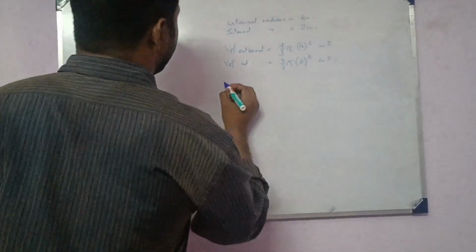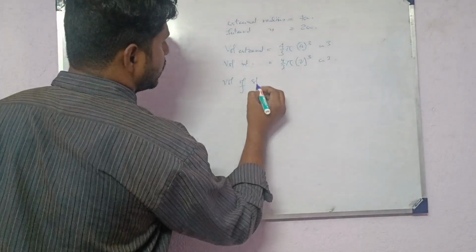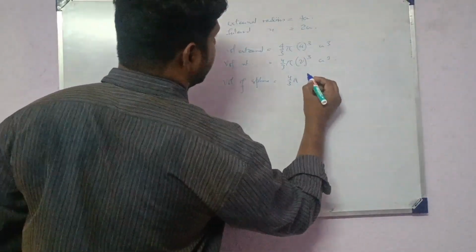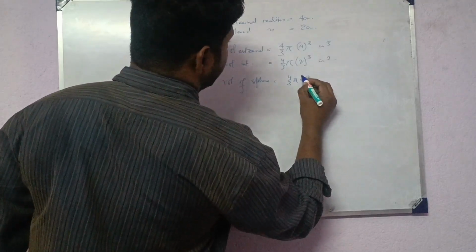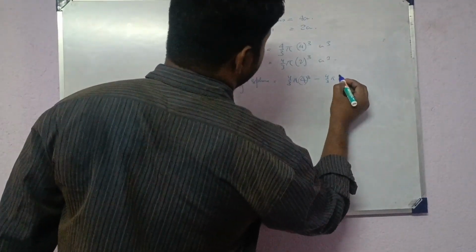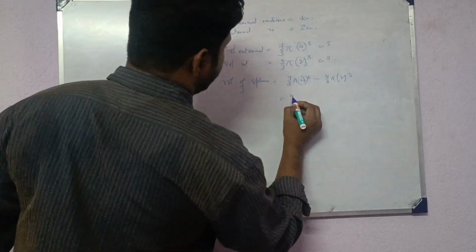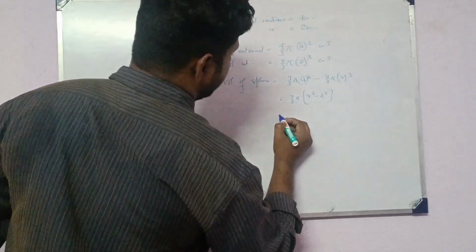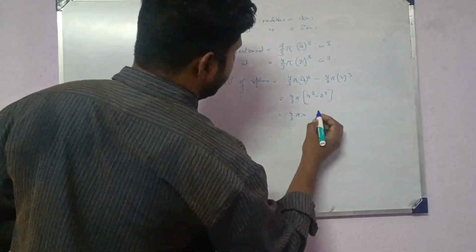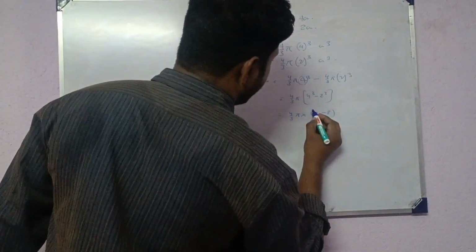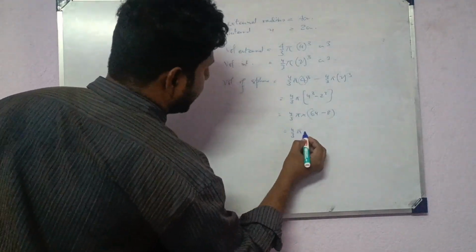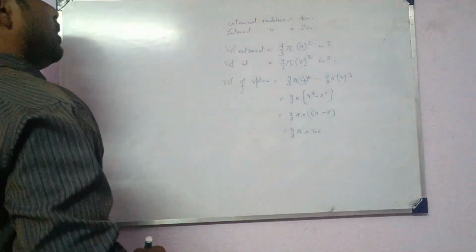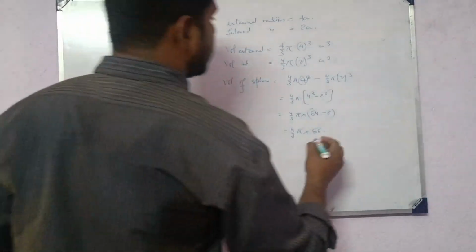So external, therefore volume of sphere means hollow sphere. So external minus internal, 4 by 3 pi 4 cube minus 4 by 3 pi 2 cube. Taking 4 by 3 pi common, we are getting 4 cube minus 2 cube. 4 by 3 pi into 4 cube 64, 2 cube 8, 4 by 3 pi 64 minus 8 is 56. So this is the volume of the sphere.